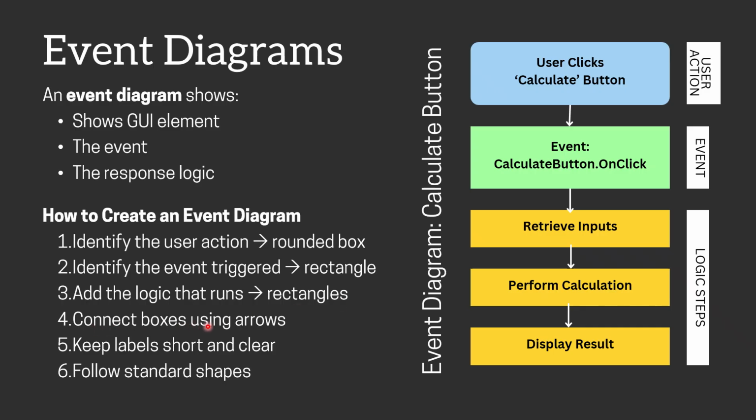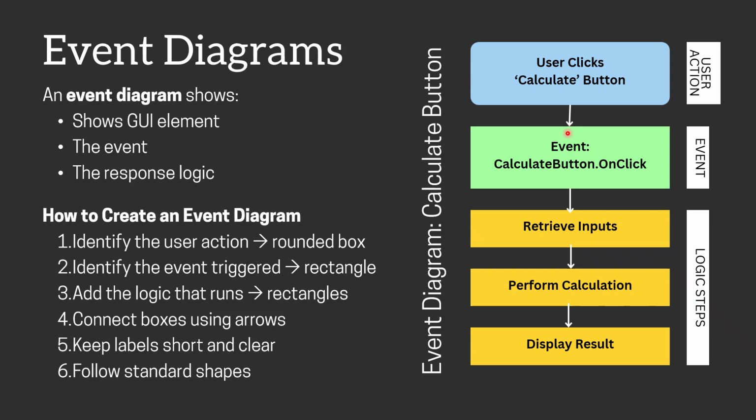Then the next thing you want to do is connect everything with arrows. So we use arrows to show the direction of the flow from the user action to the event to the logic. Okay, so your diagram should look like a simple, say, vertical chain. And this shows the program reacting only when, say, the user does something, which is the core idea of event-driven programming.